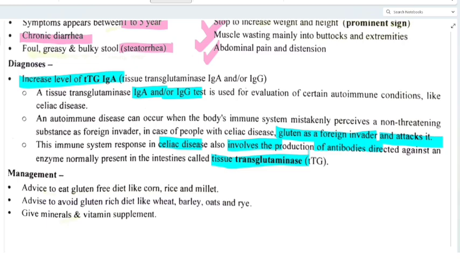Now coming to the management part, advice to eat a gluten-free diet like corn, rice and millet. Already the body has enough gluten and the body's immune system is attacking gluten, so we are not giving further gluten to the patient. So the patient is advised to take a gluten-free diet like corn, rice and millet. Then advice to avoid gluten-rich diet like wheat, barley, oats and rye. All gluten-rich diet will be avoided. Then give mineral and vitamin supplements. Clear?